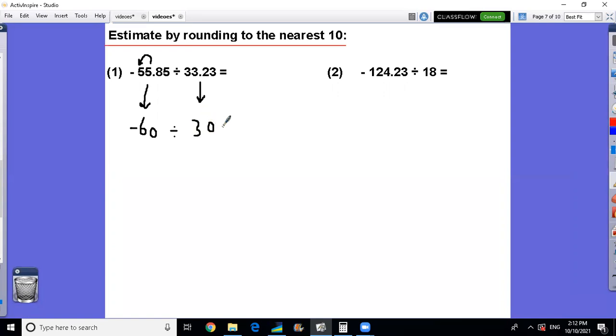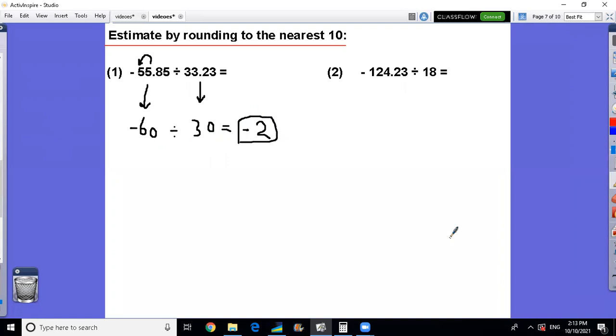So now I rounded both numbers to the nearest 10. -55 is closer to -60. 33 is closer to 30. Divide both of them. The signs are different, so it's going to be negative. -60 divided by 30 is 2. Weird 2, Mr. Ahmed. Sorry, guys. All right, so here it is -2 is the final answer.